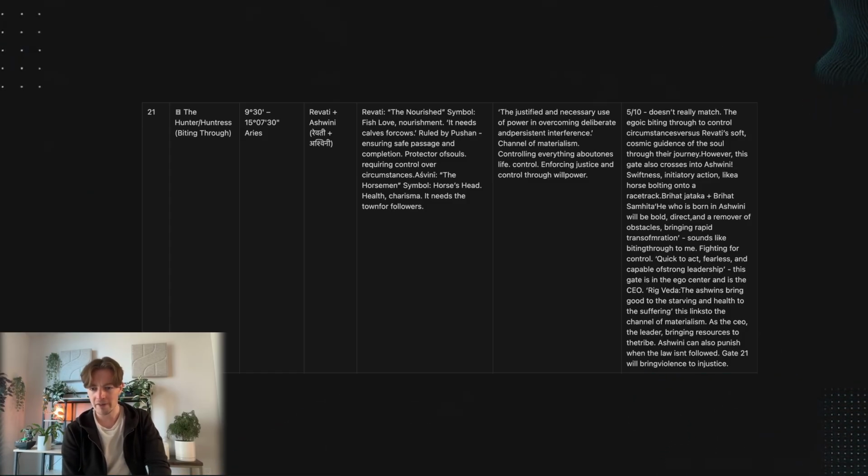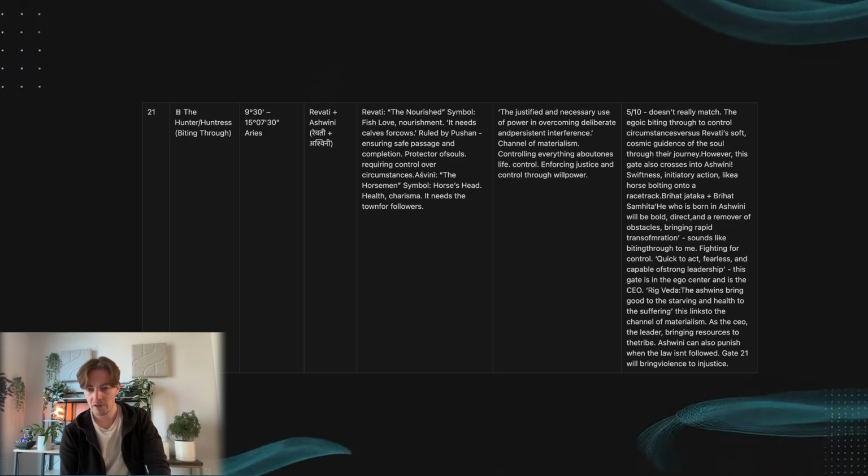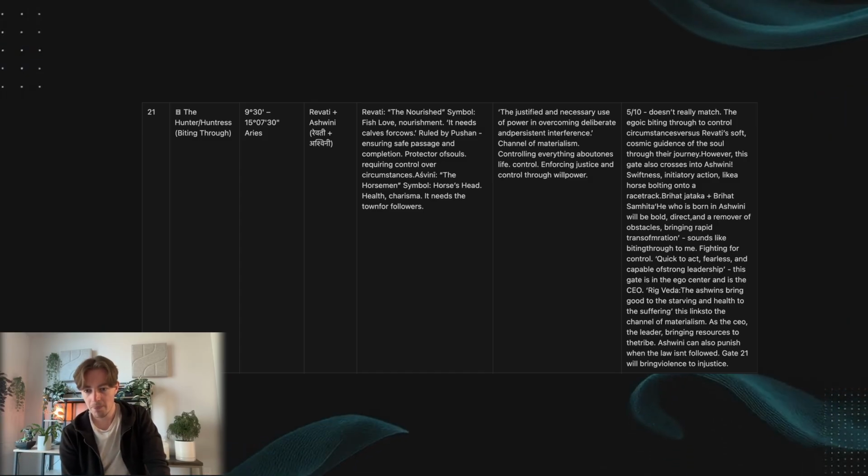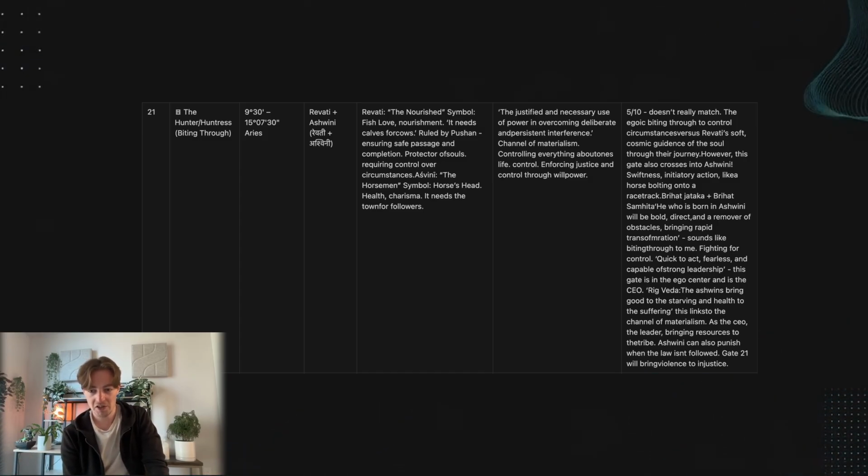And a quote from the Rig Veda that the Ashwins, the twins that this nakshatra is represented by, they bring good to the starving and health to the suffering, which links to the channel of materialism because as the CEO, the leader, you bring resources to the tribe. Ashwini can also punish when the law isn't followed. So gate 21 will bring violence to injustice.